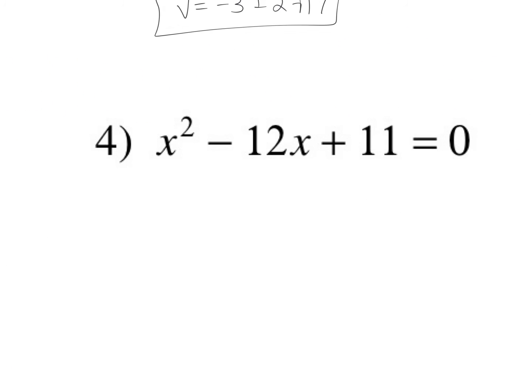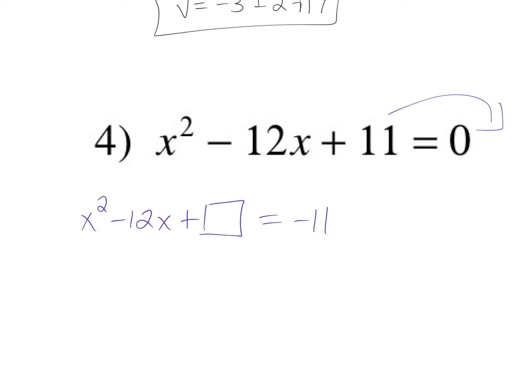All right, let's go through this one a little quicker. We're set up fine. Everything's where it needs to be. My coefficient of x squared is positive 1, so get your x's together. X squared minus 12x. I move this 11 over, it becomes negative 11. So if I add a square here, I have to add a square here. Samesies, right? All right, so get your parentheses set up.